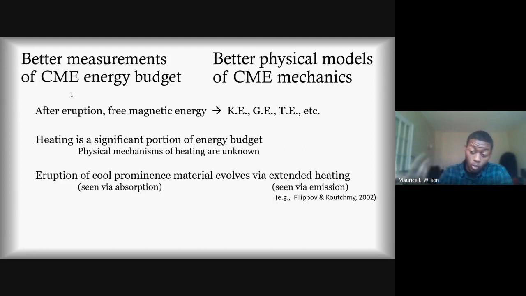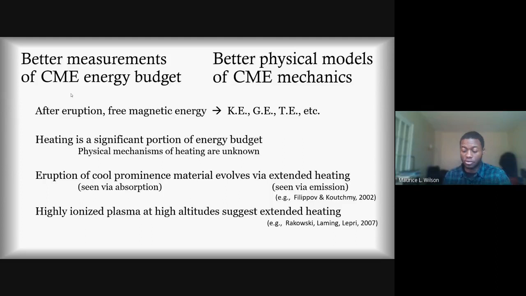One way we understand this is because the eruption of cool prominence material evolves due to the extended heating that's occurring after the eruption. So there's this prominence material. We know that it's at cool temperatures because it's seen in absorption features. And then later, that same prominence material is seen emitting a lot of radiation because it's at hotter temperatures now. Another example of how we understand that heating is significantly involved is because highly ionized plasma is seen at high altitudes in the corona. The idea is just that it wouldn't be able to reach such high ionization states without being continuously heated after the eruption.